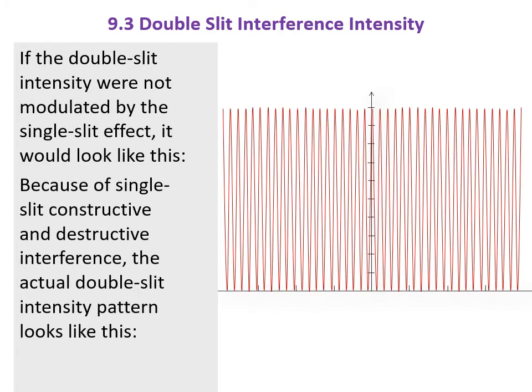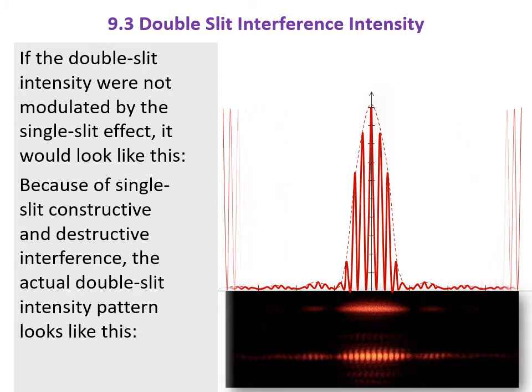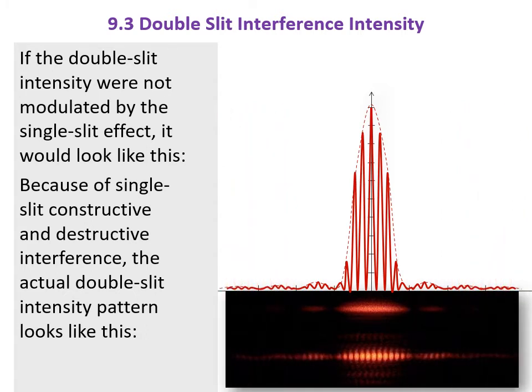But because of single slit constructive and destructive interference, we know that according to Huygens' principle for waves, every point in the wave acts like a little wavelet, so the wave coming through a single slit can actually interfere with itself because of all of those little wavelets making up the wave. Because of this single slit interference pattern, the actual double slit intensity looks not like this, a series of peaks, but like this. The double slit interference pattern is modulated by the single slit, by two of those individual slits.